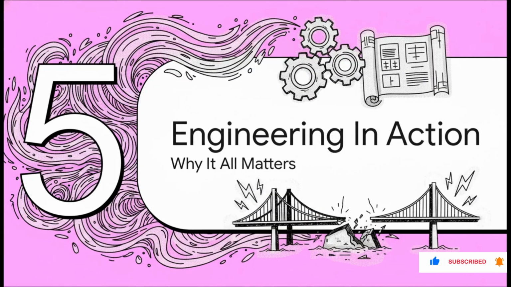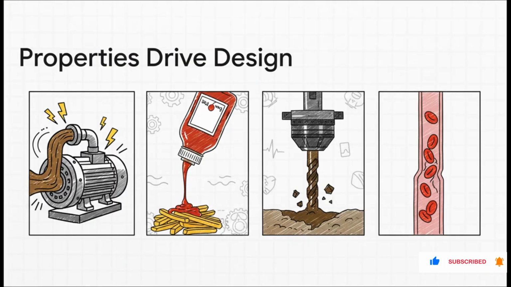So why did we just spend all this time on theory? Because understanding these properties is literally the difference between designing a system that works and one that fails, sometimes catastrophically. This is where all that knowledge becomes power. I mean, just look at these applications. A fluid's viscosity tells you exactly how powerful a pump you're going to need. If you're designing a food processing line, you have to know the ketchup is shear thinning so you can make it flow correctly. The drilling mud used for oil rigs is engineered as a Bingham plastic so it can carry rock cuttings up to the surface, but then turns solid when the flow stops.